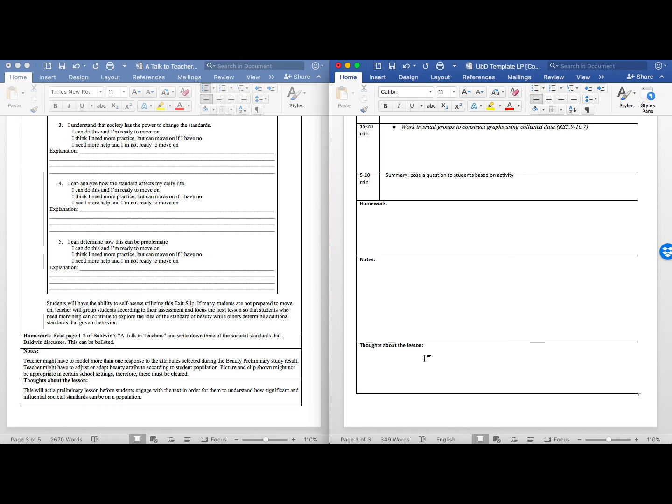Sometimes people like to do it as they do their lesson. Here, this person actually puts down their thoughts on the lesson plan. This will act as a preliminary lesson. That's really not necessary. This is just what they decided to do. But again, this typically I would reserve for after a lesson plan is done.